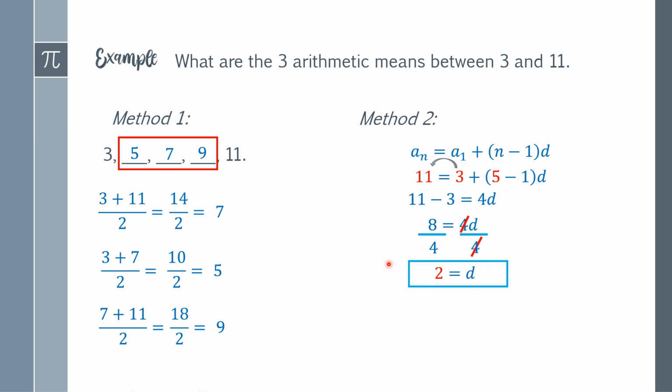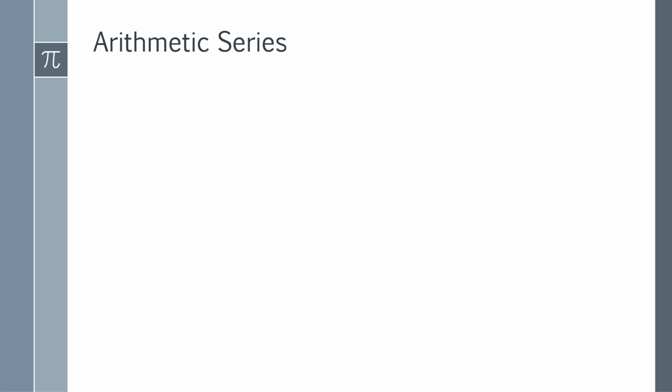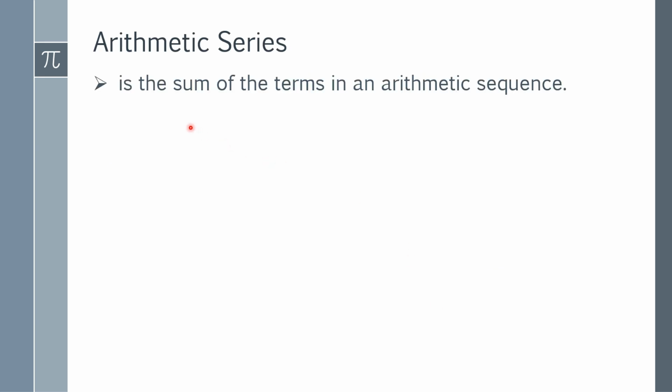So to get the numbers for our sequence, we will have 3, 11, and we need to insert 3 arithmetic means. So we will just add 3 plus the common difference, which is 2, that is 5. 5 plus 2, 7. 7 plus 2, 9. So these are the 3 arithmetic means. What is arithmetic series? Arithmetic series is the sum of the terms in an arithmetic sequence.